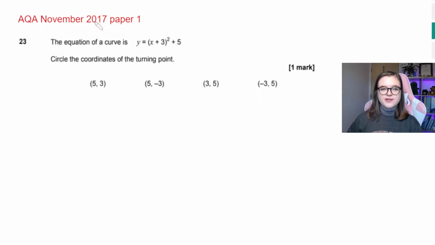So AQA November 2017, paper 1, which is non-calculator. It's a multiple choice question. Pause it, see which one you reckon it's going to be. Okay, then question 23, the equation of a curve y equals (x plus 3) all squared plus 5. Circle the coordinates of the turning point. So turning point, remember, is change the sign, keep the sign. So it's going to be (minus 3, 5), which is this one here.